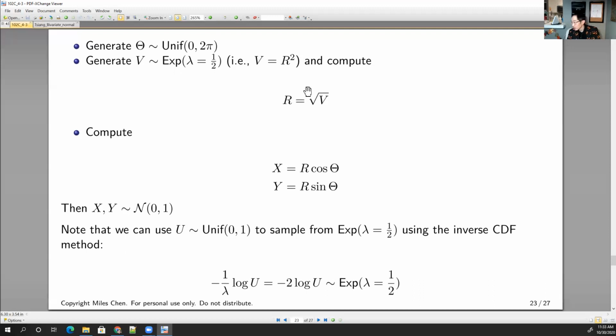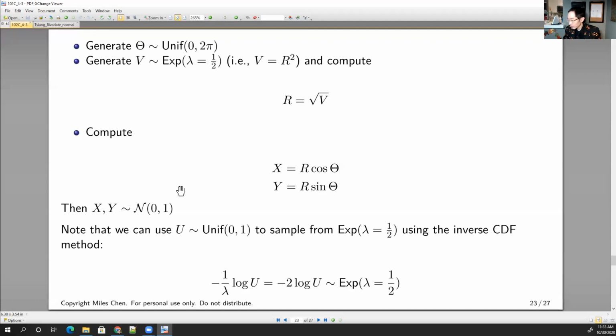Okay. So we've got R is equal to, we're going to take V from the exponential distribution, and V is equal to R squared. So we're going to say R is equal to the square root of V. We only keep the positive side because the radius has to be positive. Okay, and then X is going to be R cosine theta, and Y is R sine theta, all right? And then X and Y will come from a normal distribution.